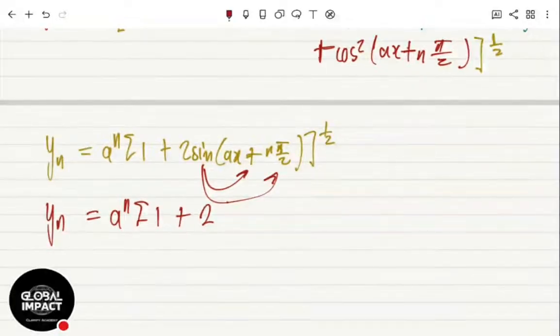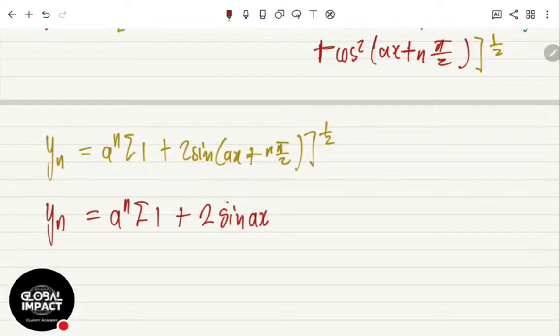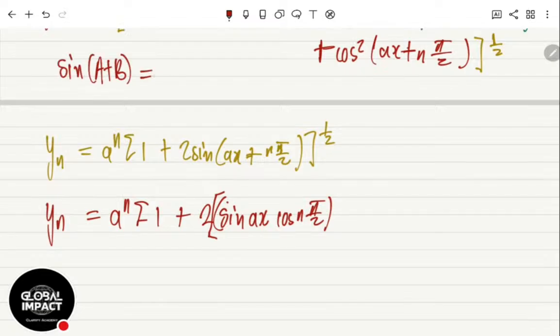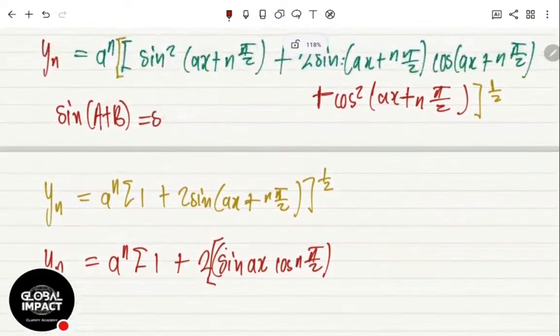So what will happen? It becomes 2 sine ax, cos n pi over 2. Then here you say that this is 2 because this 2 is just outside. We are opening sine. Remember, sine of a plus b is equal to, I'll take you through this when we have time, sine a cos b.